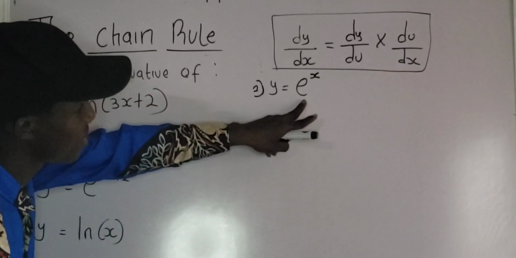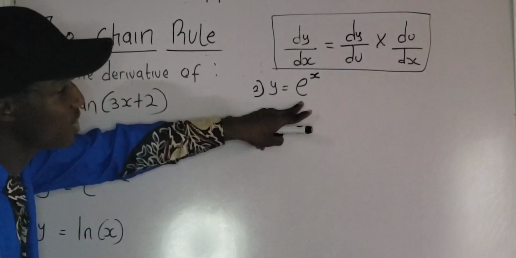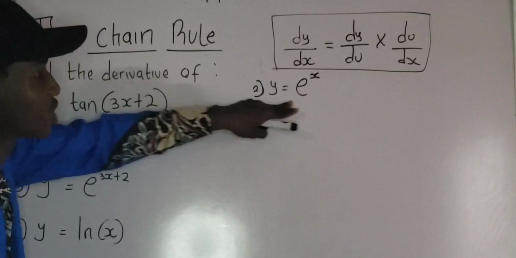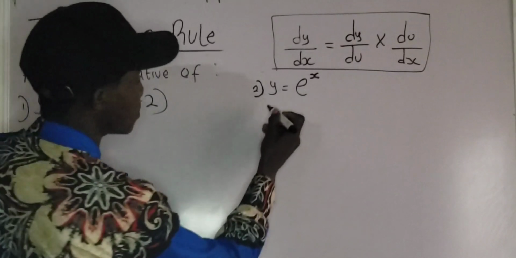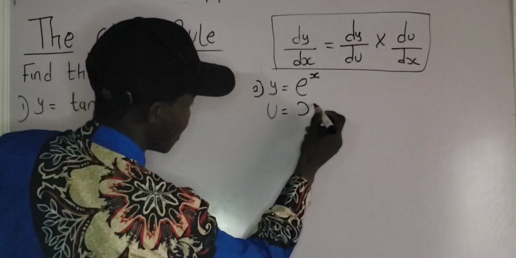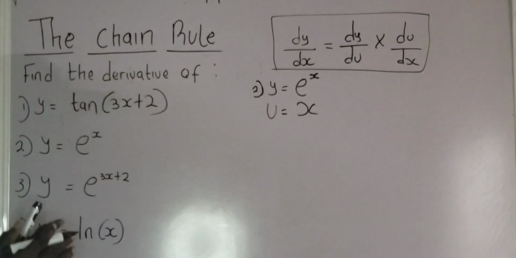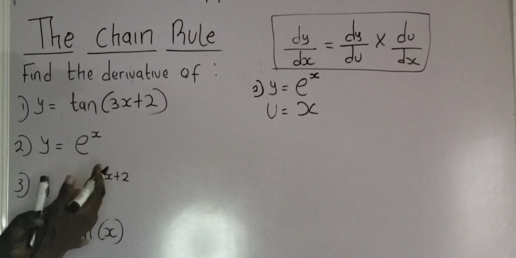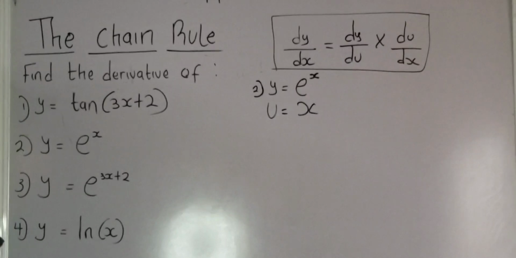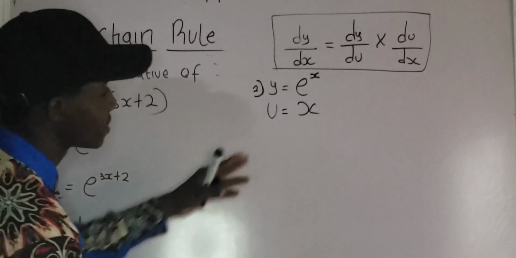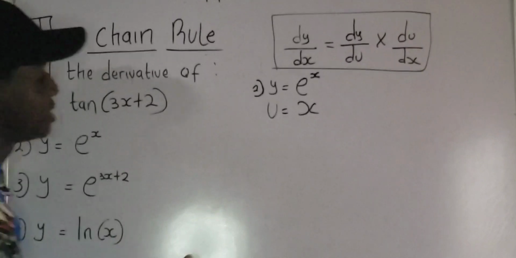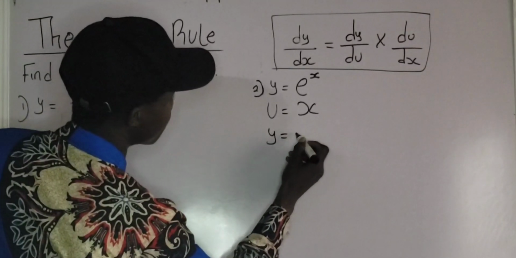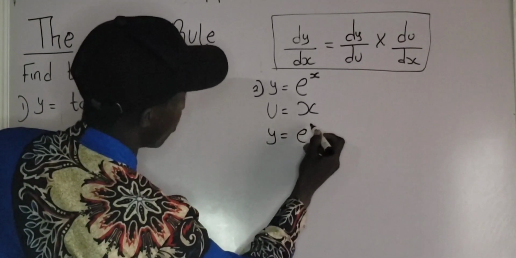Now look at this. What is the power to which the Euler's constant is raised in this equation? Euler's constant is raised to the power of ln x. Is that not it? So I'm going to set u = ln x. Please, it is very, very important that you master this because these are the basic principles of differentiation. Okay? So you have set u equal to the power to which the Euler's constant is raised. Definitely y will be equal to e^u.